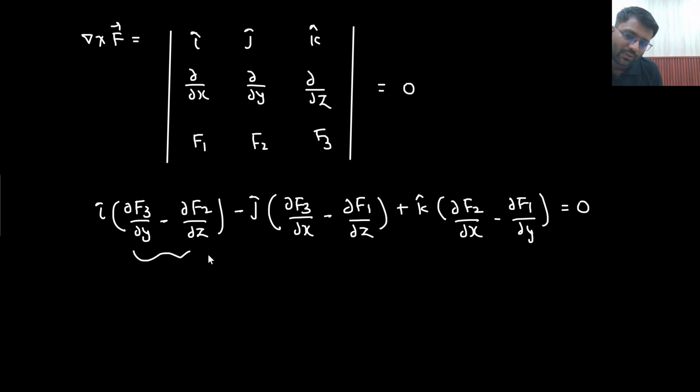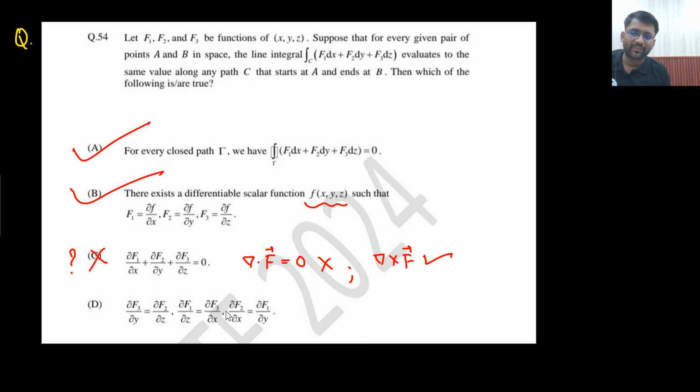So from here what can I conclude? This particular thing has to be 0, this particular thing has to be 0, and this particular thing also has to be 0. This has to be 0, this has to be 0, and this has to be 0. That means del f3 by del y would be equal to del f2 by del z. So you can simply match this option. This option will come out to be true only.